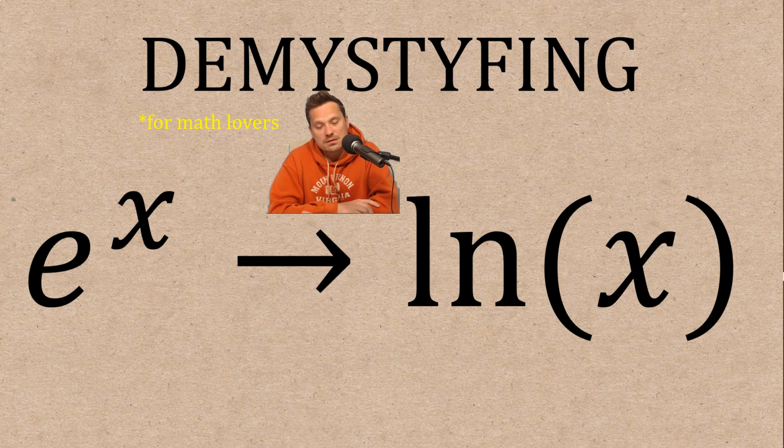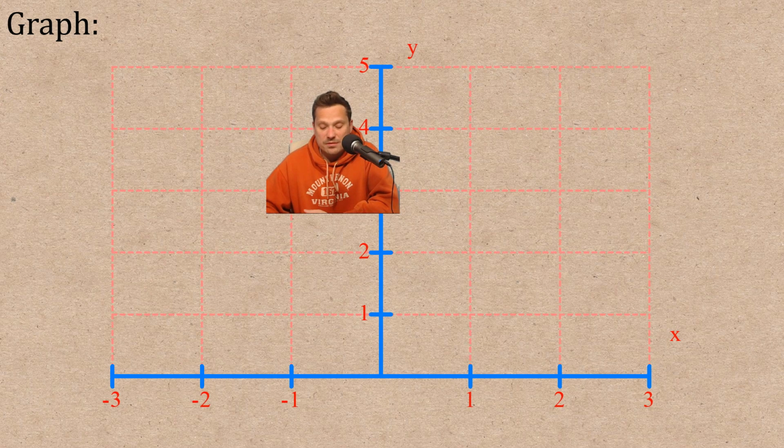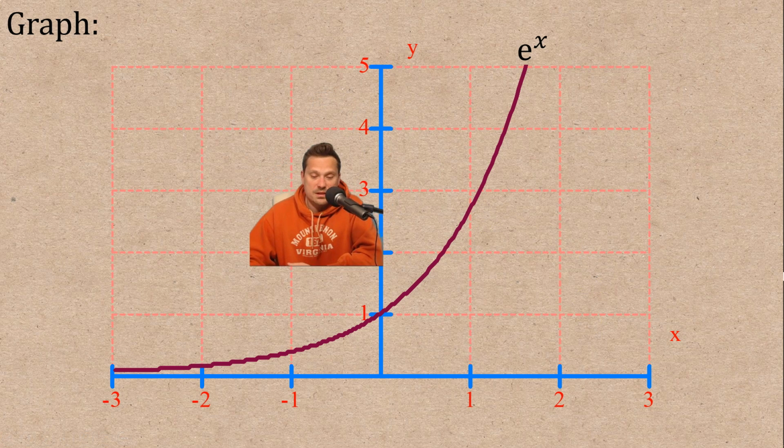In this one we're going to learn how to transform e to the x into the ln x function. So let's get going. The first stage is to graph e to the x. This is perhaps a bit of a reminder, but it basically looks like this, and this is e to the x. Let's review a basic concept, which is the following.